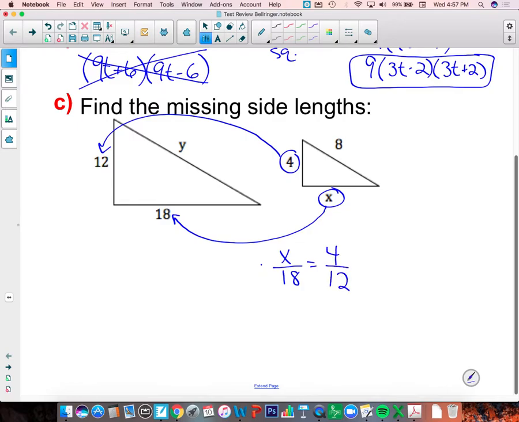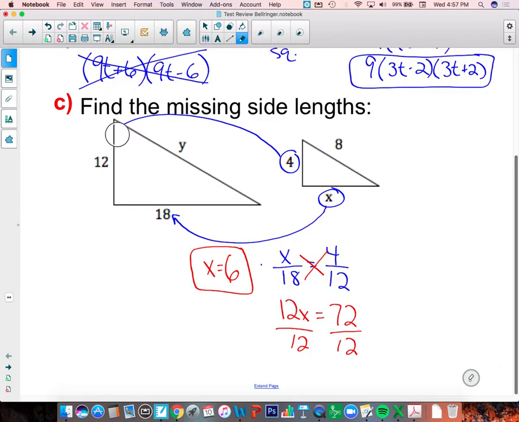And then we just cross multiply. Okay, so remember cross multiply, multiply diagonally. So it's going to be 12x equals 4 times 18, that's 40, 32, so 72. And then divide by 12, and then you get x equals 6. So x equals 6. All right, then we do it the other way.